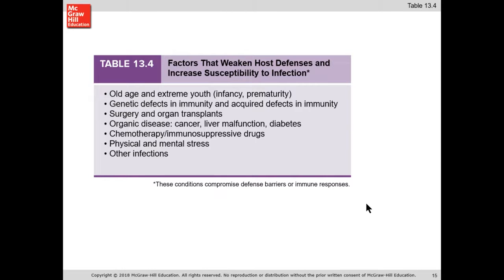Other forms of disease like cancer, liver malfunction, diabetes, because your body is being taxed in other ways and will have a more difficult time responding properly with the immune system. Anything that suppresses the immune system, like immunosuppressive drugs or chemotherapy that is killing newly developing cells, because our body is always making new red and white blood cells. Physical and mental stress, I always bring this one up to my nurses. Mental stress weakens the immune system. That's something very important to understand.